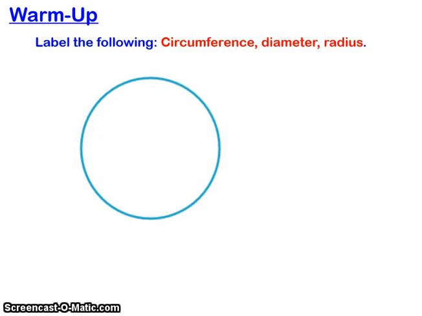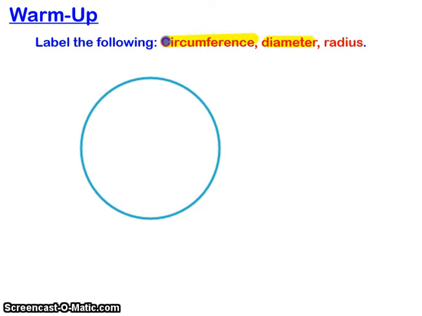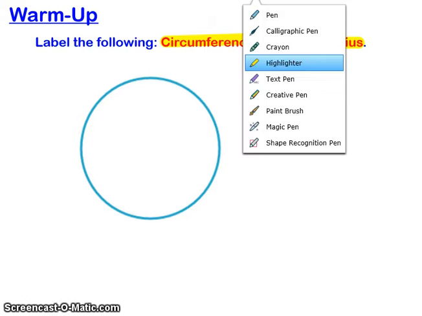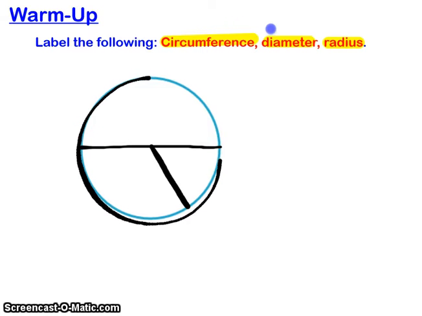I want you to use these words right here, your vocabulary: circumference, diameter, and radius, and place them in the circle. I'll help you a little bit, but not too much. I'll go ahead and draw these lines here. So you need to label what that line represents, label what this line represents, and then label what the outside represents. Go ahead and pause your video so that you can do your warm-up.